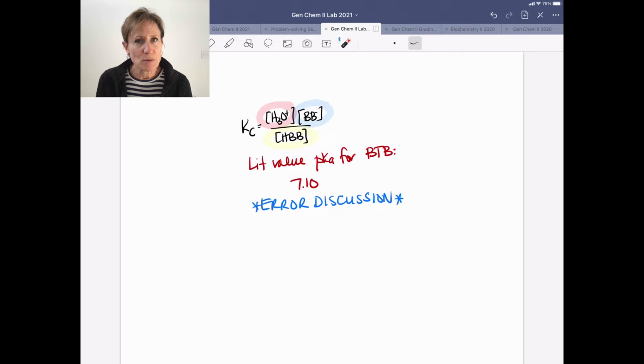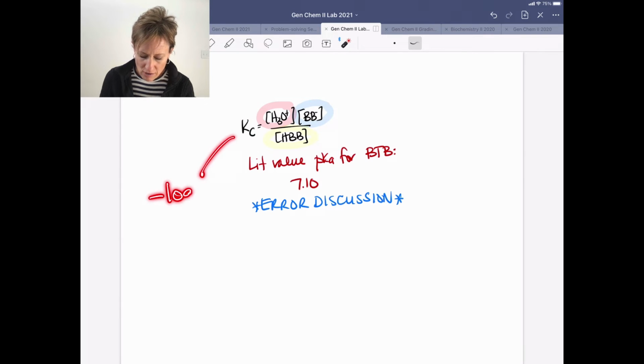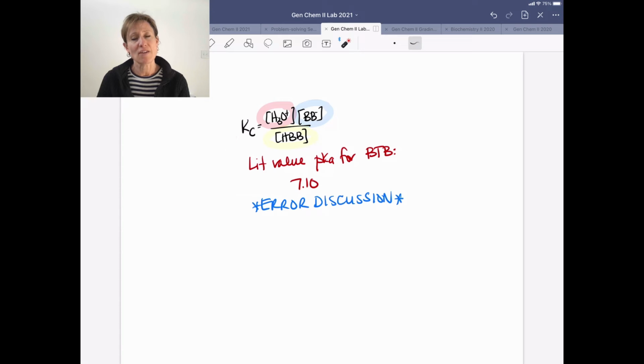So one of the things that's going to be important for the post-lab analysis here is you're going to get three values. Remember, you had three green solutions. You're going to have an average of those, and you're going to compare that to what the literature value should be for the pKa. Remember, that P means you're going to take the negative log of the K value. That's what putting a P in front of means. Take the negative log of whatever that value is. So you're going to take your K value and take the minus log of it to get to a pKa value. And you're going to compare that to 7.1.